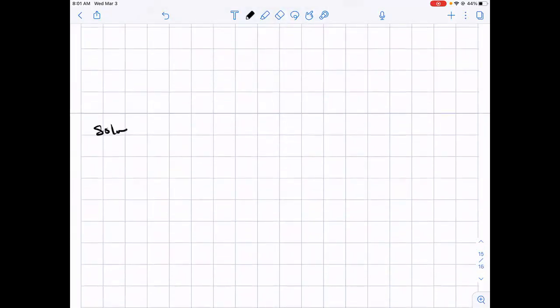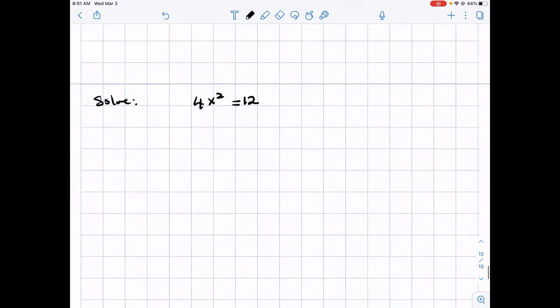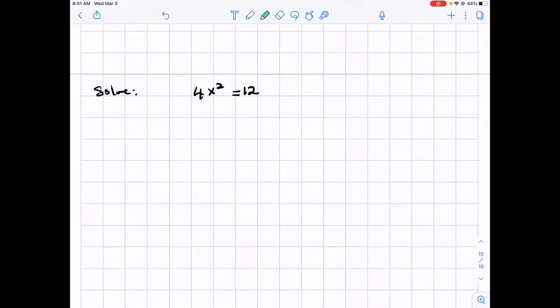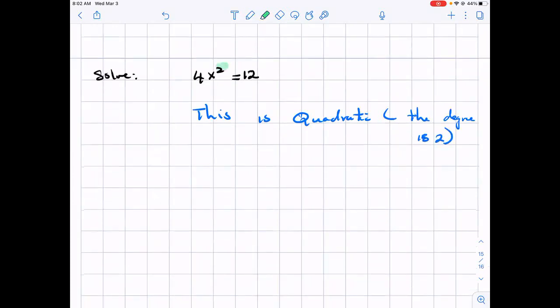Let's solve 4x squared minus 4x squared equals 12. We're solving for x. Notice again, this is quadratic, because you should observe that the degree is 2. This thing here, it's a 2, the exponent.